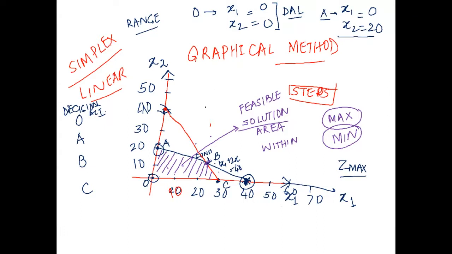All right, then let's look at C first. Okay, we'll take B. Let's take B. For B, we have this point and this point.